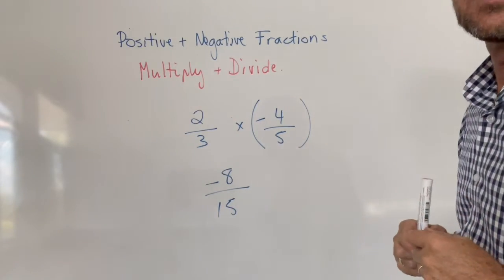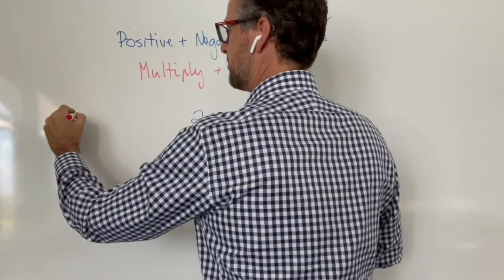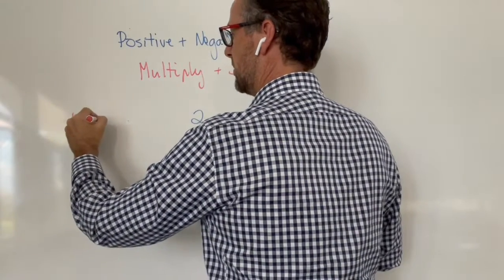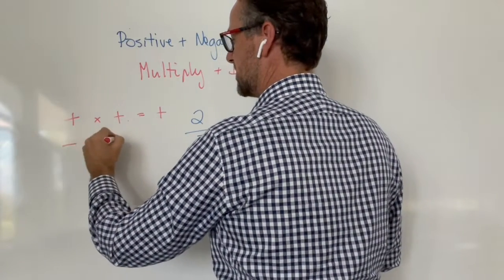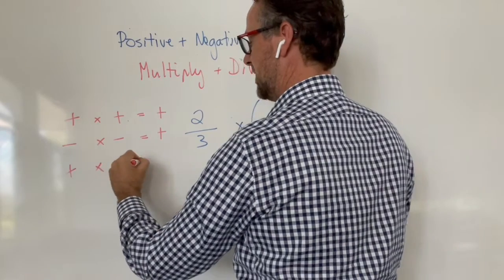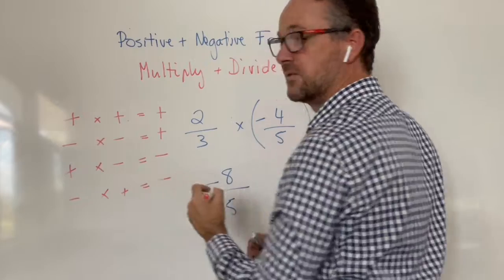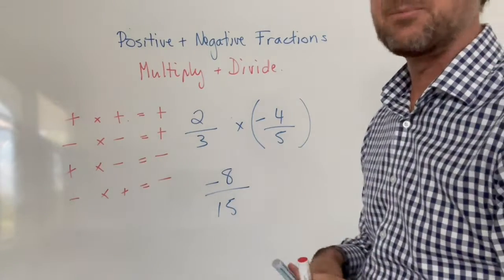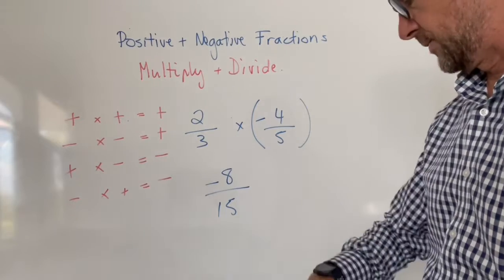So with this, what we see is that positive times positive equals positive, negative times negative equals positive, positive times negative equals negative, and negative times positive equals negative. So it follows that same pattern that we see in the addition and subtraction work.